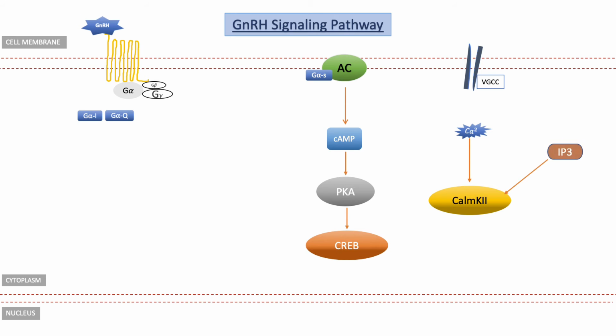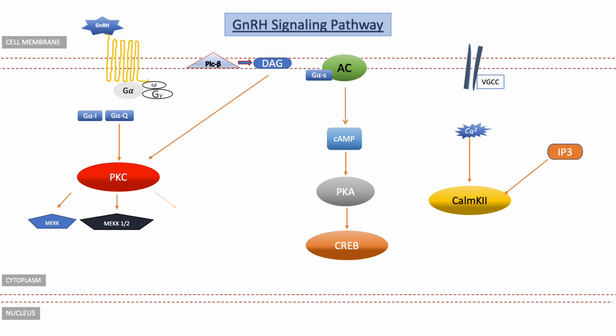The major role in regulating expression of LH and FSH falls to G-alpha Q, which activates protein kinase C. Phospholipase C-beta causes translocation and partial activation of PKC, and later full activation occurs by action of G-alpha Q. The activation of PKC causes increase in the mitogen-activated protein kinase pathways including MEK, MEK1/2, and RAF. They further activate the activity of ERK1/2, P38, and JNK.